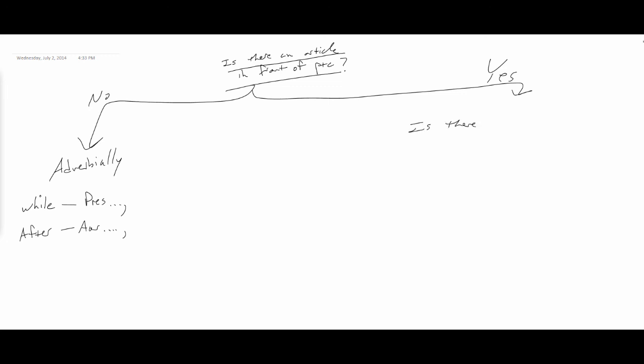Is there a noun there, usually right next to it, that matches the participle? Boy, my handwriting is atrocious. Case, number, and gender. So is there a noun there next to the participle that matches case, number, and gender? If the answer to that is yes, then the participle is being used attributively.